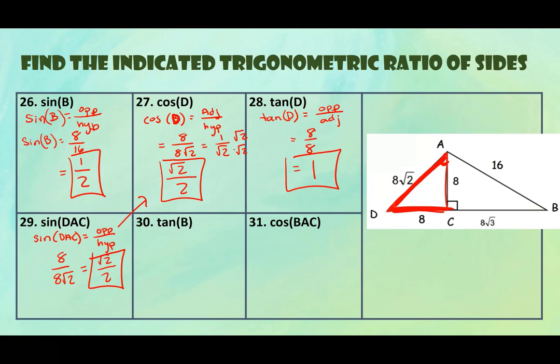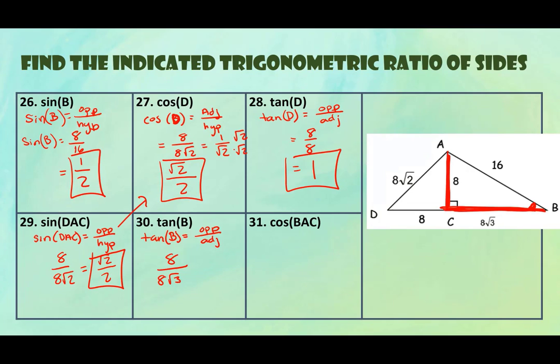Okay, so the next one we're going to do is tangent of B. So first thing we got to do is find our angle. Again, our angle is over here. This one's a little bit easier than the last one. So we have tangent of B is equal to opposite over adjacent. So our opposite side to B is right here at 8, and our adjacent side is right here at 8 root 3.